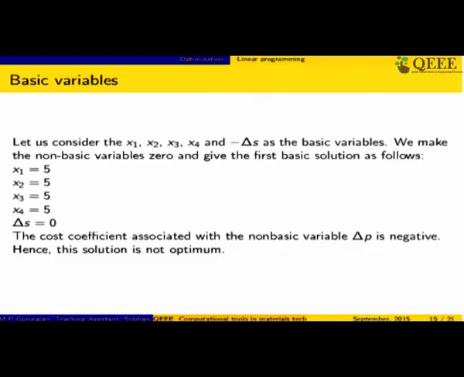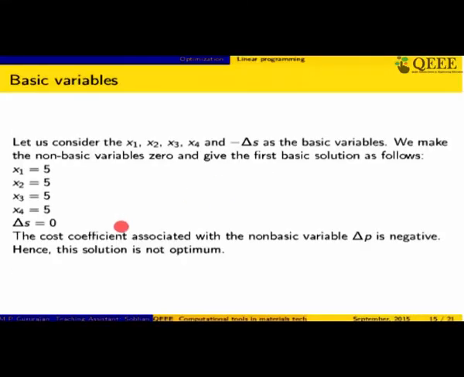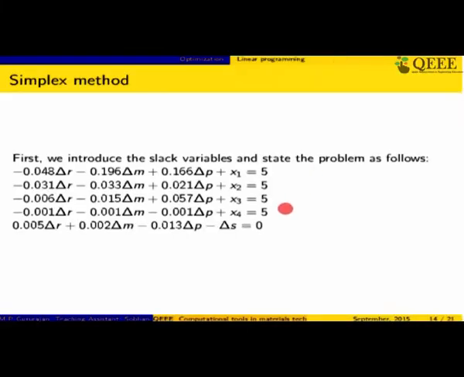So in this case we have only one, so we can bring delta p into the basis. While bringing delta p into the basis, we need to choose a pivot element. I'll show you how the pivoting is done, so that the ratio of the right hand vector component to the coefficient of delta p is the smallest. Okay, so we need to choose the pivoting element so that the ratio of the right hand side to the coefficient of delta p is the smallest. So for that to be smallest, we need to choose whichever delta p has the largest coefficient.